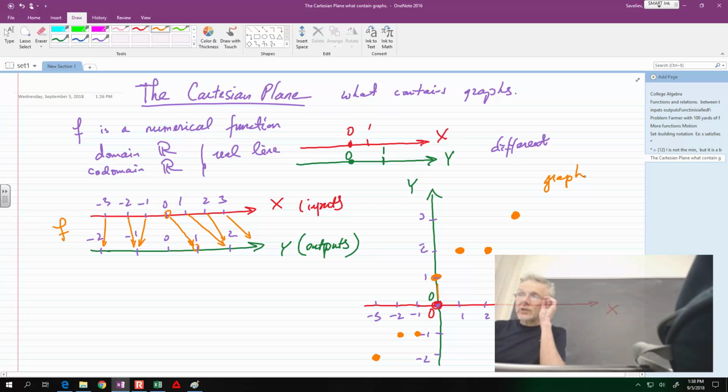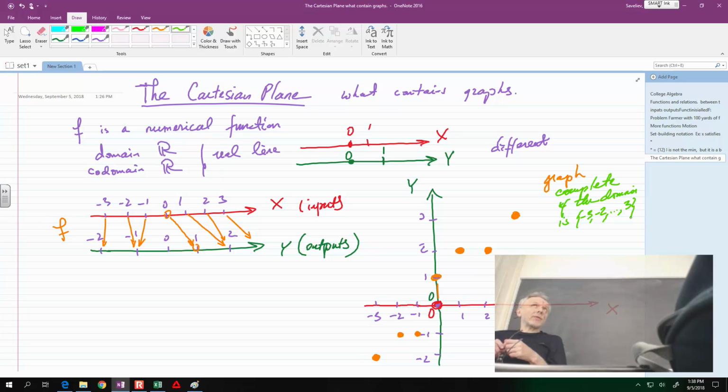This graph is complete if our domain is these numbers. So let me make that point clear. It's complete if the domain is the set that we see, -3, -2, ... to 3. If it goes from -3 to 3, then we don't need anything else. These points are it. It's not only the visualization of the function, it is pretty much the function. We can get the whole function from these dots.